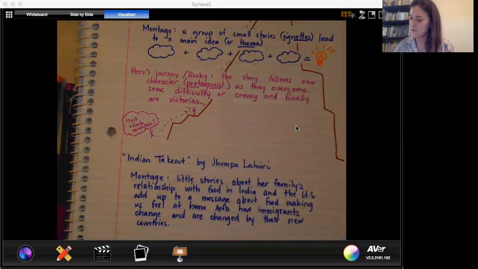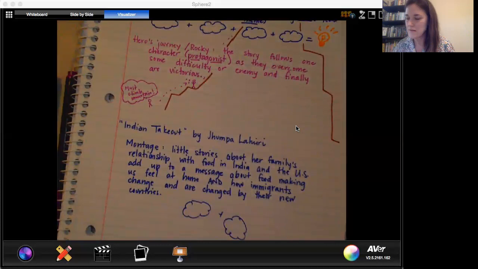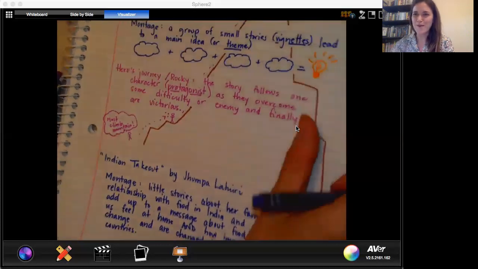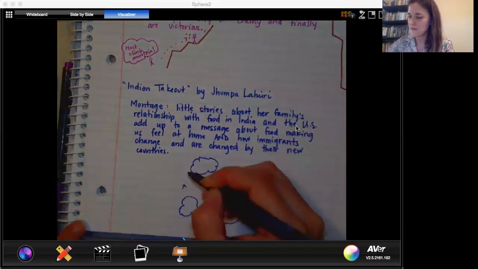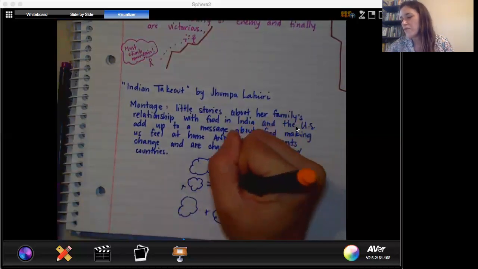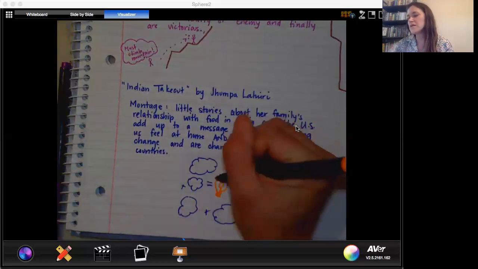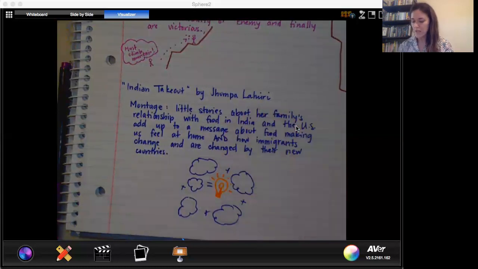Oh, I found my game marked, but here it is. So we have little story plus little story plus little story. I feel like it's kind of circular because she starts and ends at the same place, back in Rhode Island, at her parents' house. Plus little story, plus little story, and then it equals at the end this central idea about food, about the immigrant experience, about what it means to be the children of immigrants, right? So that's where it ends. That's one kind of story, and it's a great kind of story.